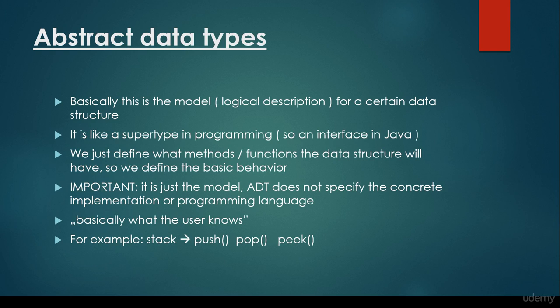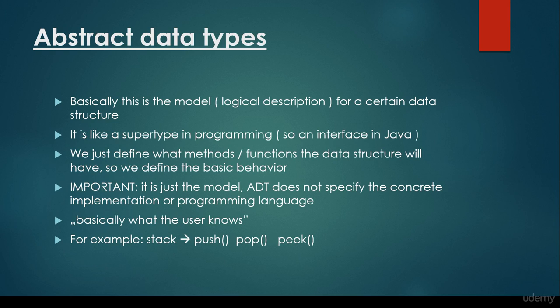For example, we have the stack. We know that we would like to have three methods: the push method, the pop method, and the peek method. The push is going to add an item to the data structure. The pop is going to return and retrieve an item from the data structure, and the peek is going to return an item without removing it from the data structure.